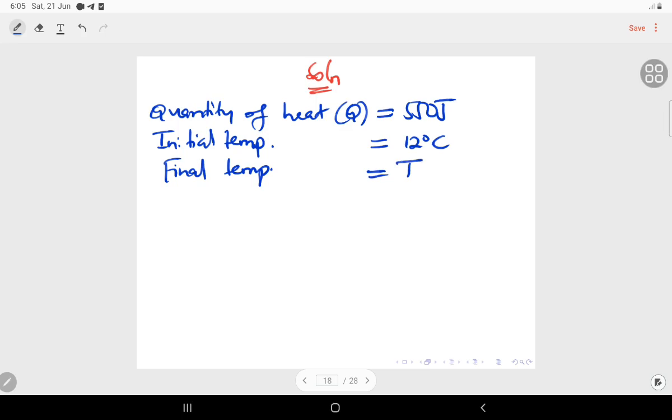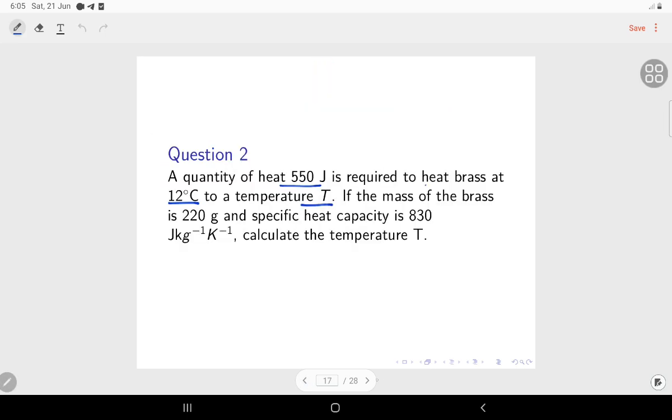All right. You see that this one we are heating it, so the final temperature will be higher than the initial. But in the previous question, it was cooling, so the final temperature was lower. Whenever you are calculating, it's always the bigger minus the lower. If you analyze the question carefully, the final temperature should be greater because you are heating it. So it will be 12 to T, and T will be greater than 12.